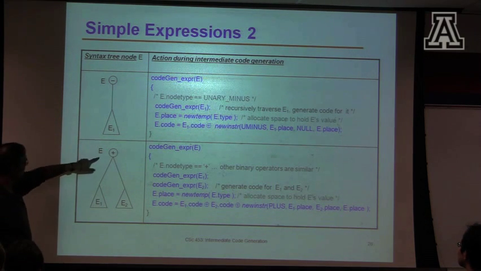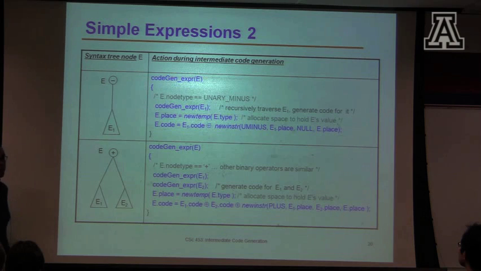Let's talk about binary addition. So my expression E is a plus node with two children, E1 and E2. Post-order traversal: I traverse E1, I traverse E2. Those evaluations come back. What do I have? I have the code for E1 and a place for E1. I have the code for E2 and a place for E2.